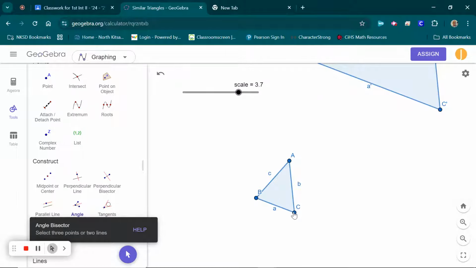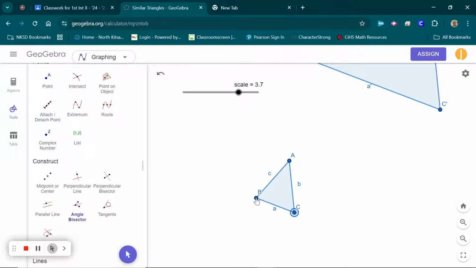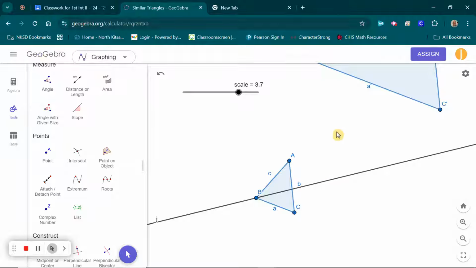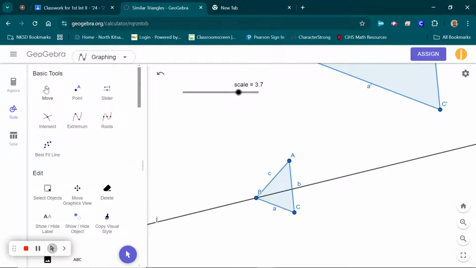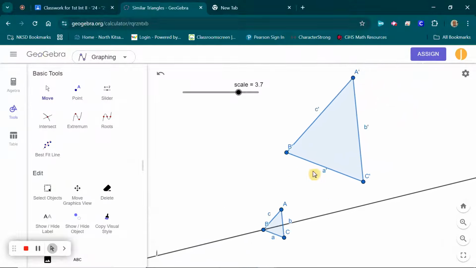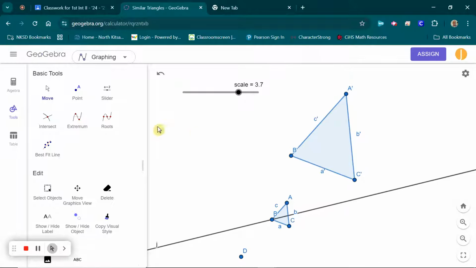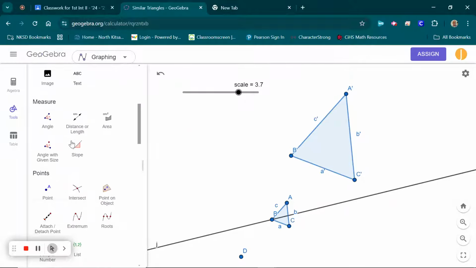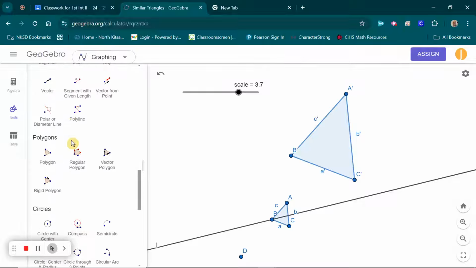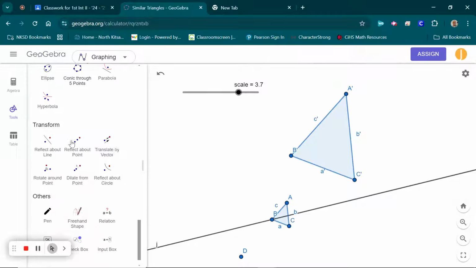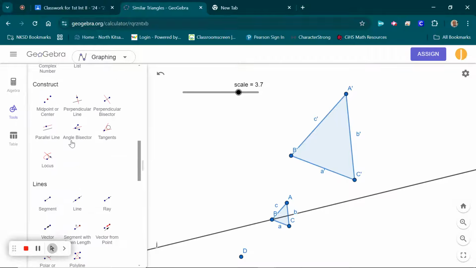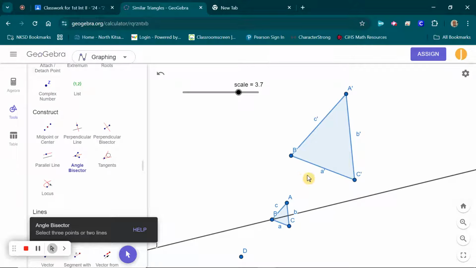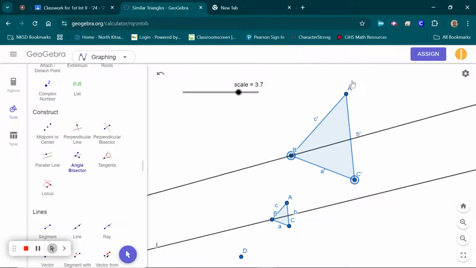So if I go C, B, A, okay, and then I go up above. I need to go to move because I can't see the thing, and I'm going to do B prime, right? So I go construct again. Where is construct? Did I pass it? I did, didn't I? So here we go, angle bisector.